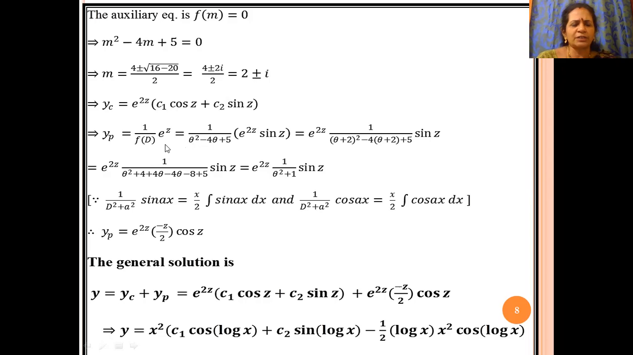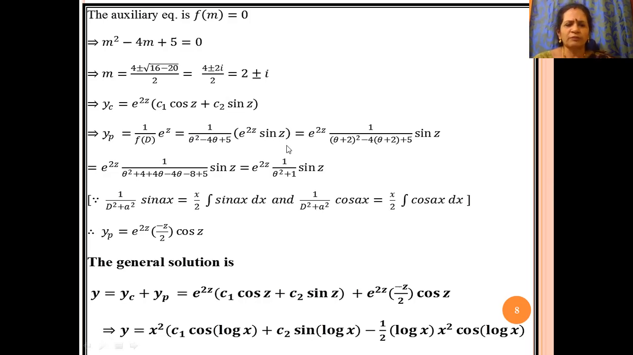Right. Now coming to the particular integral, yp can be written as, what is the formula? 1 by f of d into e power z. So f of d means f of theta. F of theta means theta square minus 4 theta plus 5. That is minus 4 theta plus 5. This is f of theta into q. What we got from the previous slide is e power 2z into sin z, right?